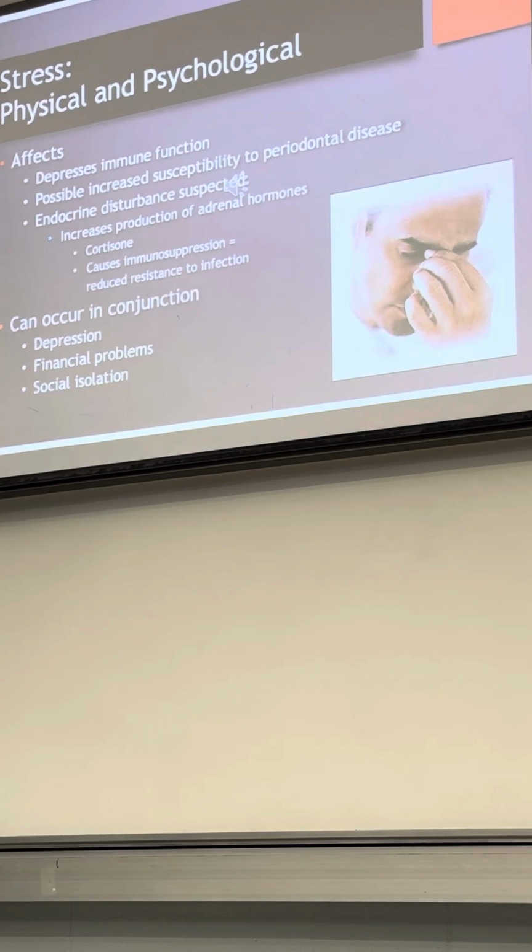Stress can be physical and psychological, so it can affect people physically. It affects, again, immune function. That's how it could potentially cause possible increased susceptibility to periodontal disease, and endocrine disturbances are suspected. It can occur in conjunction with depression, financial problems, and social isolation.